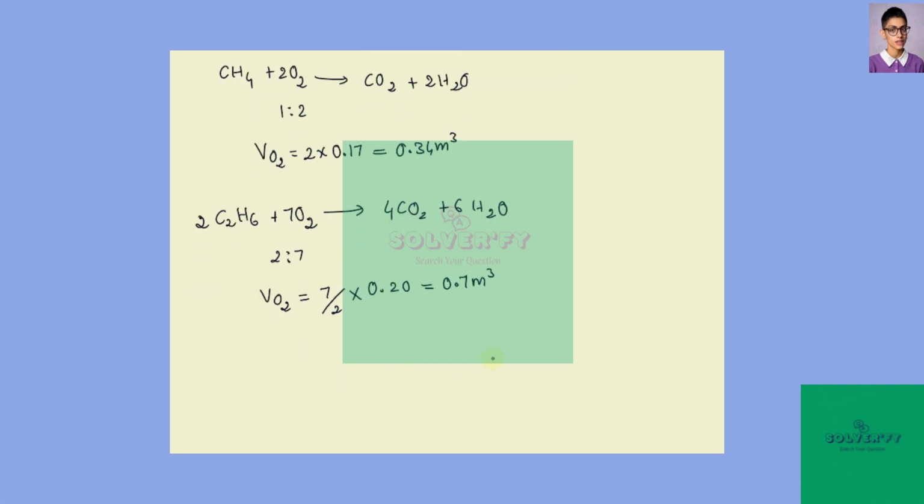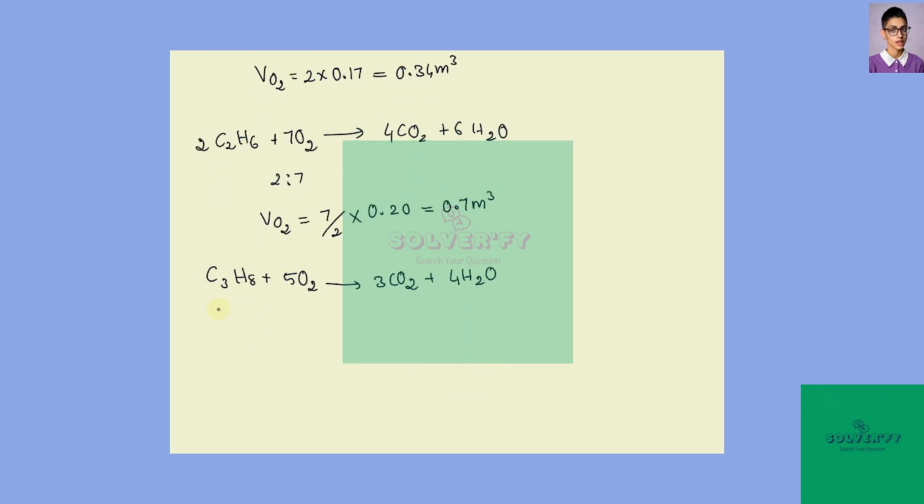Coming to the next gas, that is propane, C3H8, it will combine with 5 moles of oxygen and give 3 moles of carbon dioxide plus 4 moles of water. Here the propane and the oxygen are in 1:5 ratio. Therefore, the volume of the oxygen consumed will be equal to 5 into the volume of propane, 5 × 0.15. This will be equal to 0.75 meter cube.